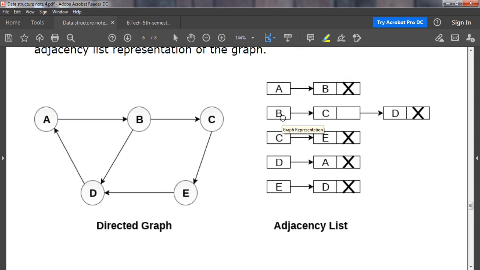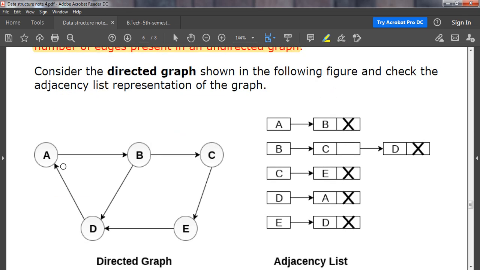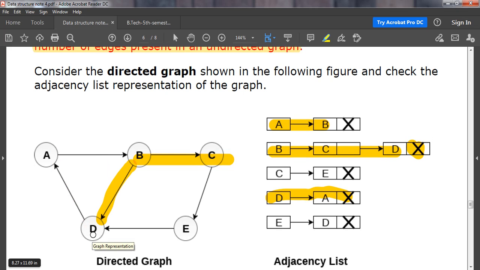But in the directed graph, since the direction is given, now my A is only connected to B. There is no relation between A and D because A does not move from A to D, but only A to B. But over here, D is again connected to A. What about B? My B is connected with C and B is also connected with D. So we can put null over here because this is the last one.